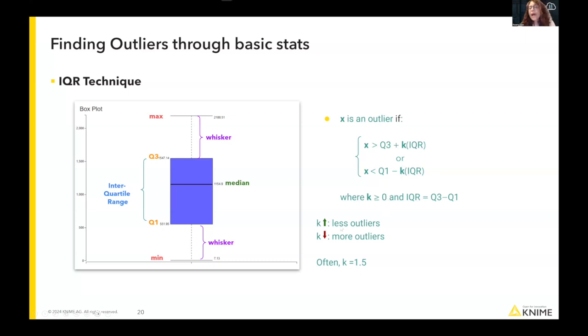If k is very high, then of course we find fewer outliers because the distance that I have to cover away from Q3 and Q1 is much bigger. If k is very small, then I find more outliers because the distance that I have to cover to find an outlier is much smaller. Usually k is defined as 1.5, but of course, you can set it whatever you want to become more or less conservative. In fraud, for example, usually it's a bit smaller because then you might find things that are not outliers, but at least you don't miss the outliers.